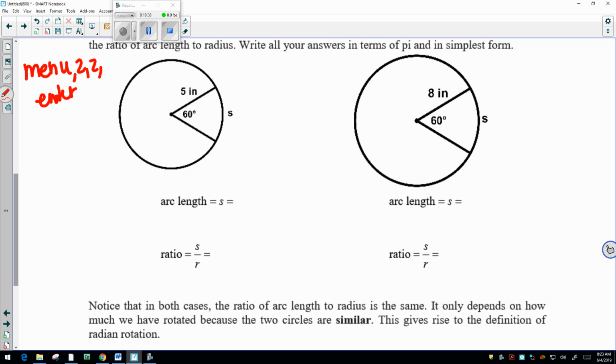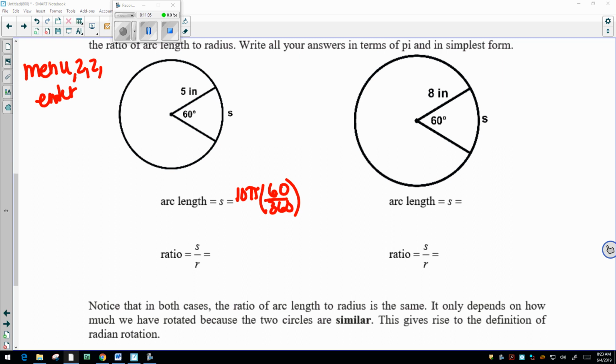Okay, so our arc length. For this one, again, we want to think circumference. So we're going to have our diameter, which would be 10. So I could say 10 pi, that's our circumference. But now I only need 60 degrees of that 360. We're going to reduce, and we're going to keep this in terms of pi. So we can plug this all into our calculator, keep in mind, except for the pi.